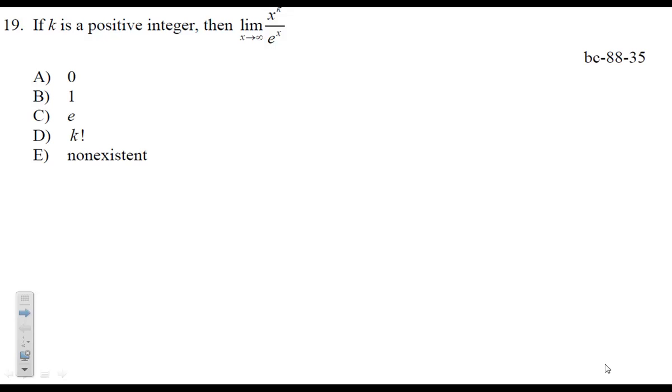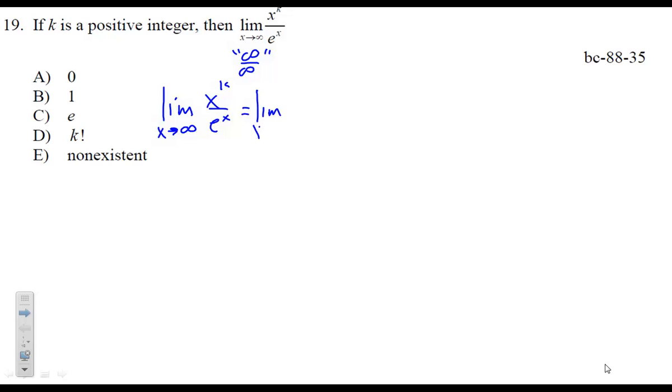Here's problem number 19. We're asked to find the limit of x to the k over e to the x as x goes to infinity. Let's think about this as a L'Hopital problem. When I apply this limit, I'm going to get infinity over infinity. This is indeterminate in the form of infinity over infinity. So let me apply L'Hopital's rule.